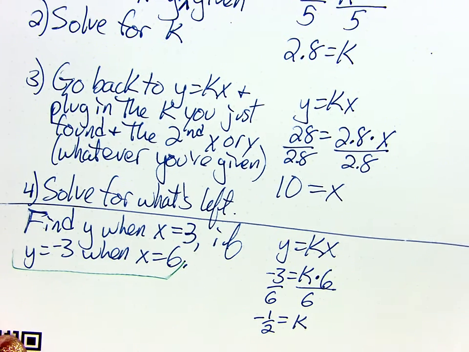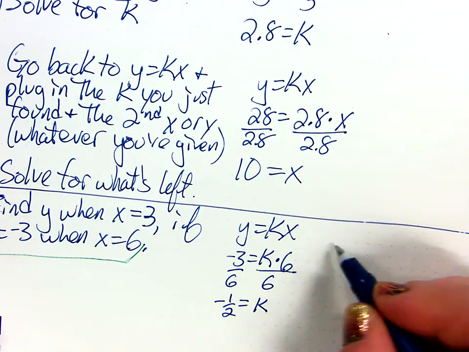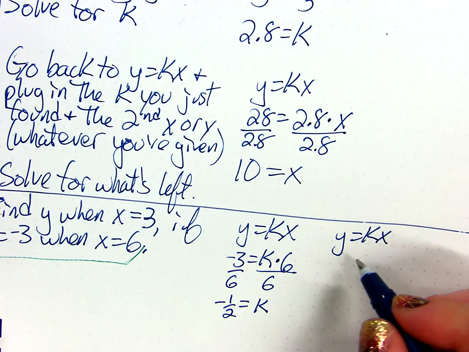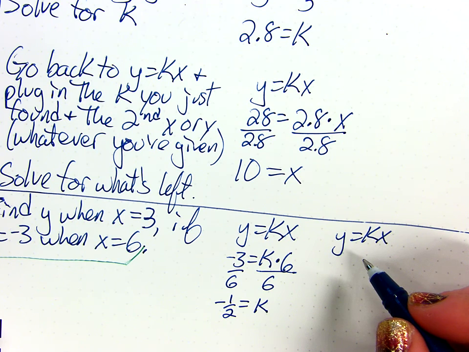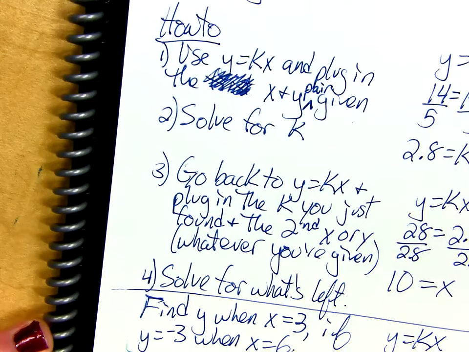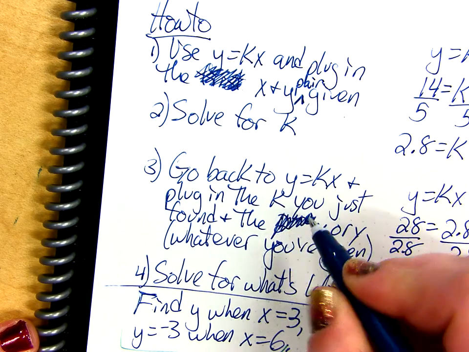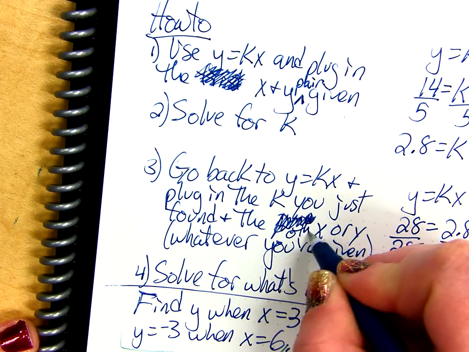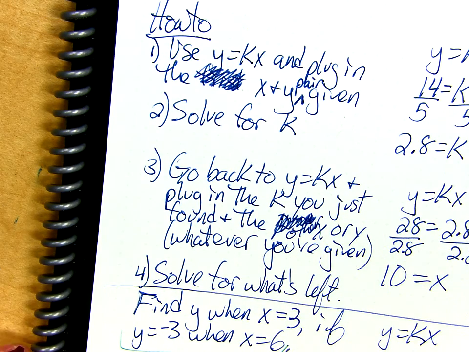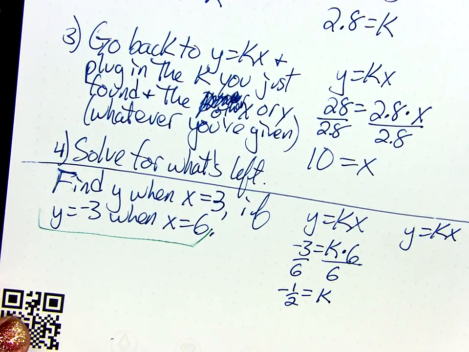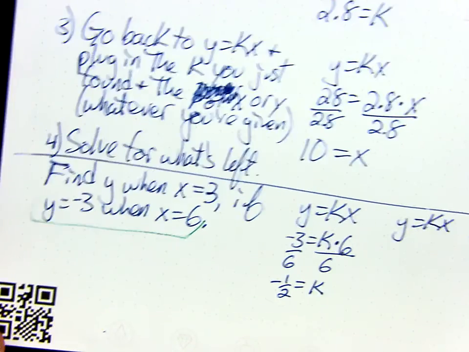Step 3 says go back to y equals kx and plug in the k you just found and the second x or y, whatever you're given. Let's change the word second to other. Sorry, I didn't even think about them being able to write the problem in this other way. All right, so I want the other x or y that I've been given.